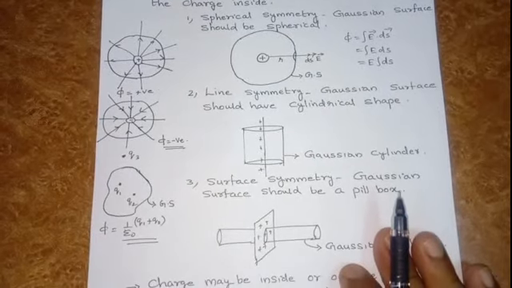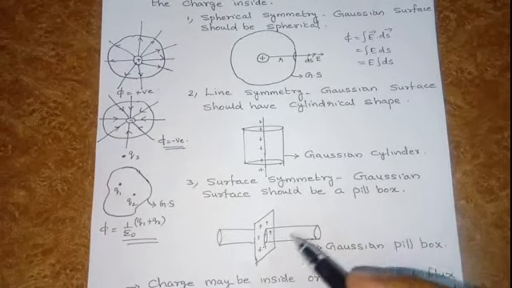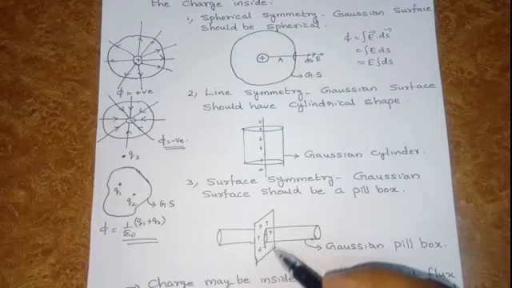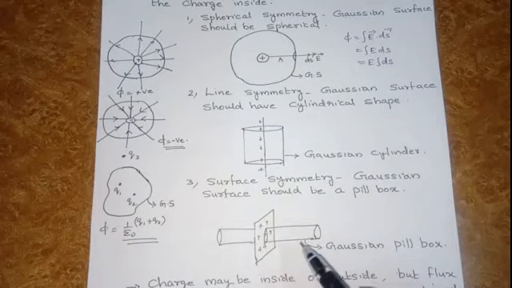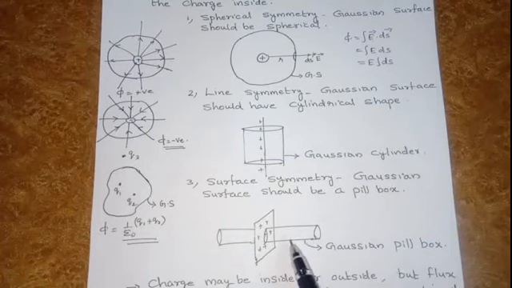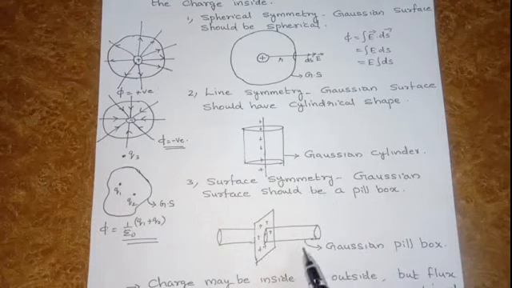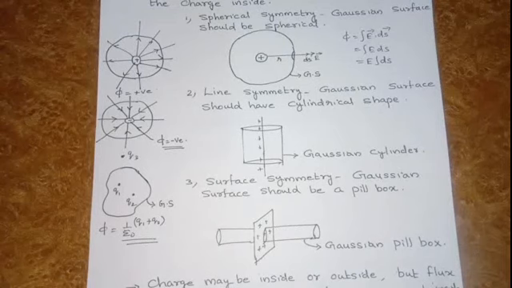And the third symmetry is surface symmetry. Here the charge is given in a sheet of charge. Surface charge distribution is this. At that time, the Gaussian surface will be in the form of a pillbox. What is a pillbox? It is nothing but a cylinder only, but the cylinder is not placed vertically up. Instead, it is placed horizontally, extending on either side of this particular sheet equally. So this type of cylinder is called a Gaussian pillbox.